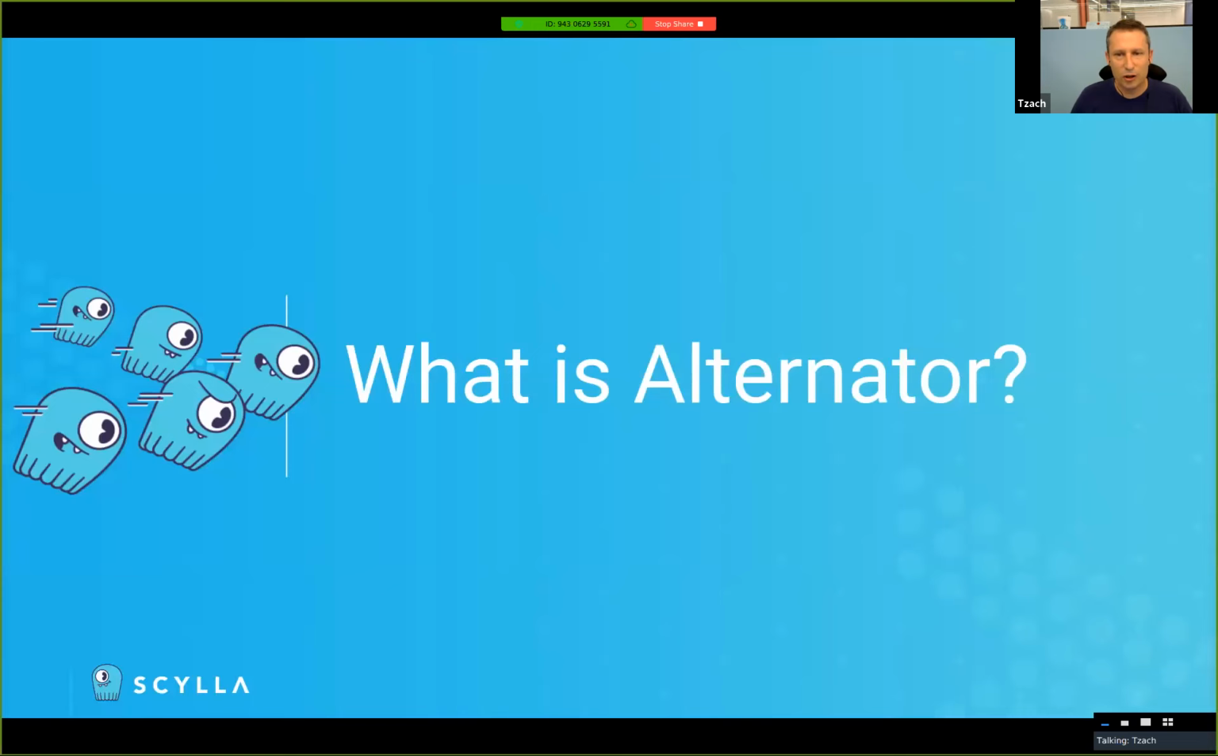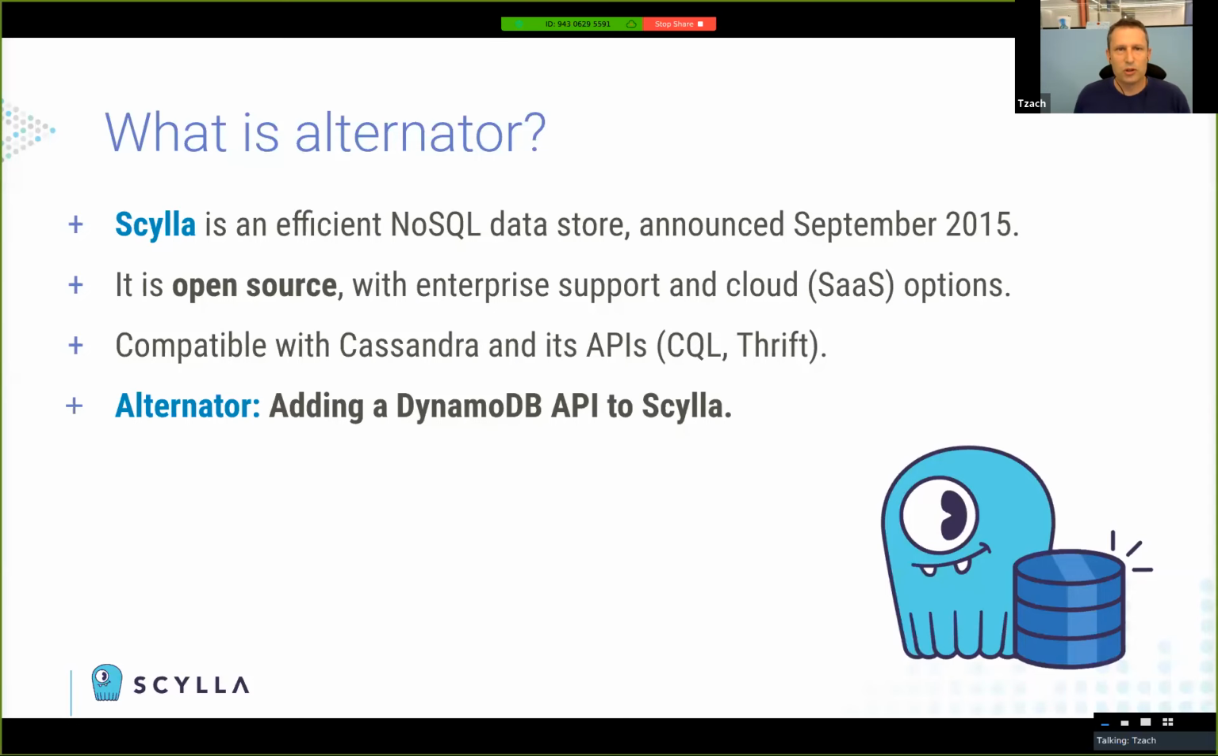So what is Alternator? This is something that many on this session might not know. When we started with Scylla six years ago, the first API that we implemented was compatible with Apache Cassandra, which is a binary protocol called CQL. In the last two years, we also added a DynamoDB API to Scylla. DynamoDB is very different from the Cassandra API. It's based on REST and JSON. I will demonstrate it in a second.